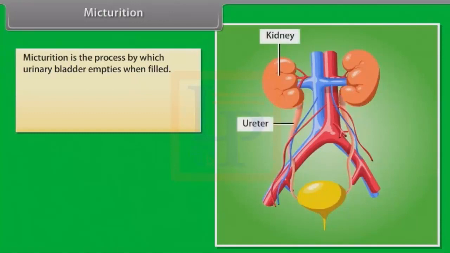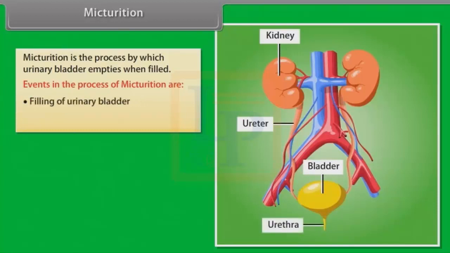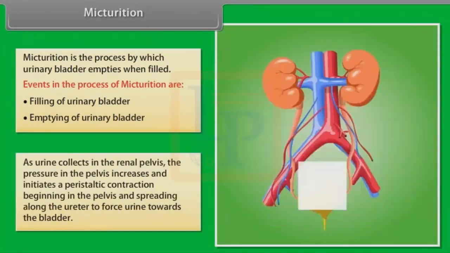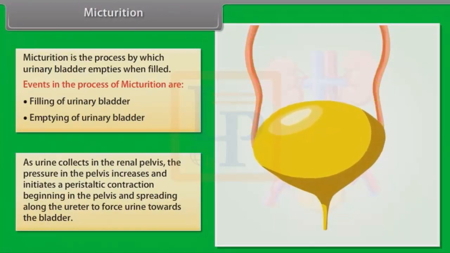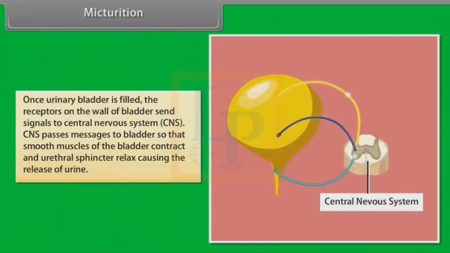Micturition. Micturition is the process by which the urinary bladder empties when filled. Events in the process of micturition are filling of the urinary bladder and emptying of the urinary bladder. As urine collects in the renal pelvis, the pressure in the pelvis increases and initiates a peristaltic contraction beginning in the pelvis and spreading along the ureter to force urine towards the bladder. Once the urinary bladder is filled, the receptors on the wall of the bladder send signals to the central nervous system. The CNS passes messages to the bladder so that smooth muscles of the bladder contract and the urethral sphincter relaxes, causing the release of urine.